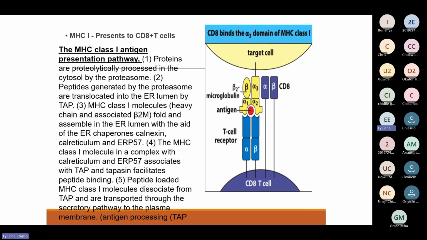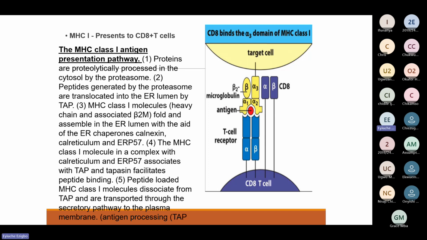So the MHC molecule presents pathogen antigens to CD8 cells. First of all, proteins are proteolytically processed in the cytosol by the proteasomes in the cell. Then secondly, this is just the itemization of the steps involved in the processing and presentation of these antigens. Secondly, the peptides generated by the proteasomes are translocated into the endoplasmic reticulum lumen by TAP.